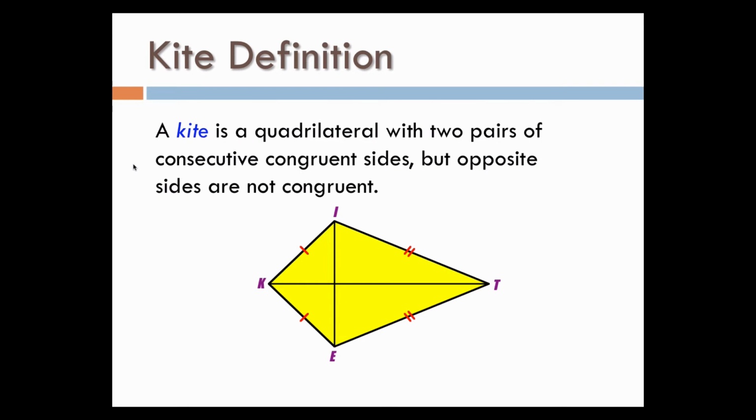Two pairs of consecutive sides congruent, but not the opposite sides. We have to include the opposite sides because if we just say consecutive congruent sides, then that would also qualify a parallelogram and a rhombus and a rectangle and all those other fun things.